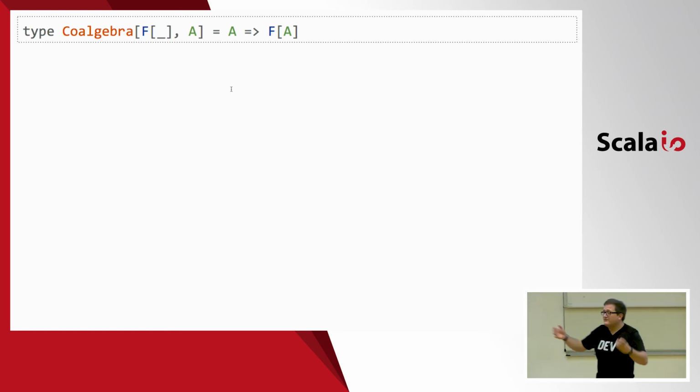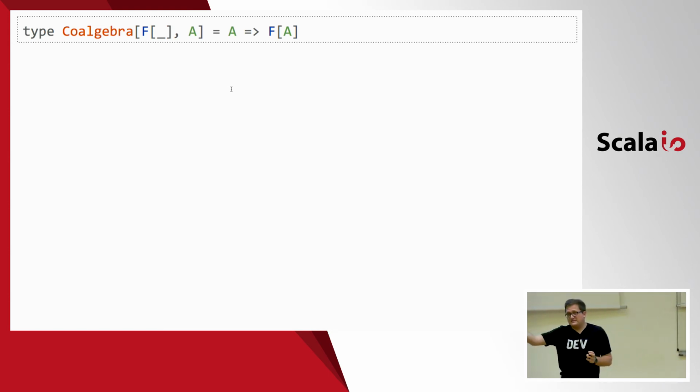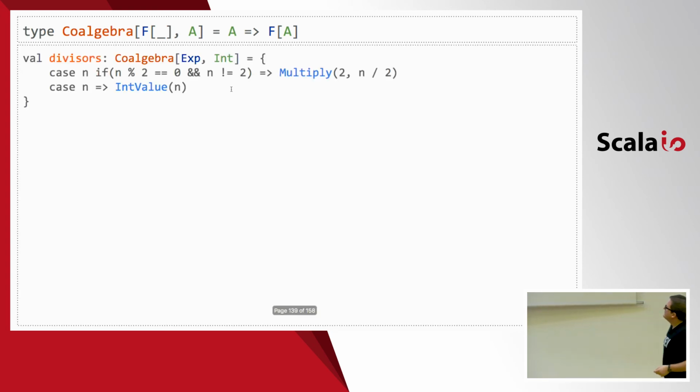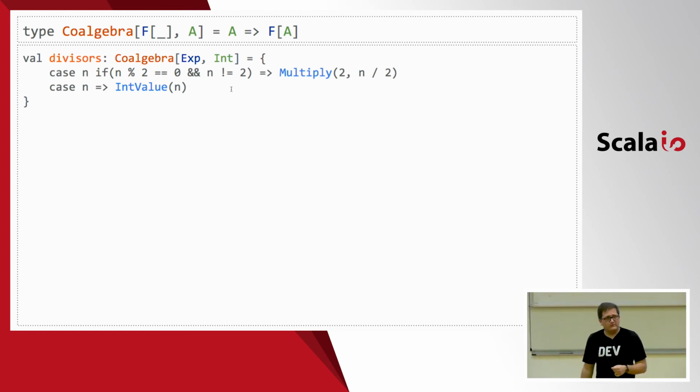So what we really need is something called a coalgebra, and as I said, it's a dual to algebra, so obviously this will have a changed arrow, right? We will have an a that goes to F of A. So we have some value like an integer, and we would like to have an expression of integer back. We have some string, we would like to have an expression of string back, and so on and so forth.